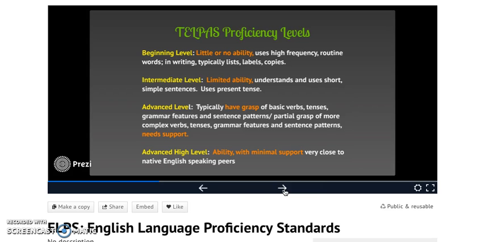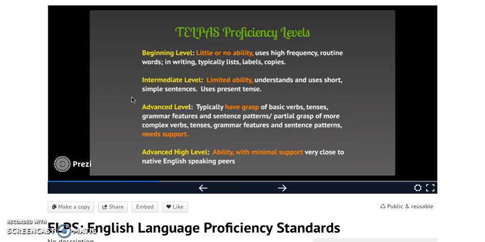The next proficiency level that we'll talk about is the intermediate level. These students have a limited ability, so they're understanding a little bit more. They're using short, simple sentences, and they use present tense. They have a lot of difficulty deciphering between different tenses, so that's why they speak in the present.